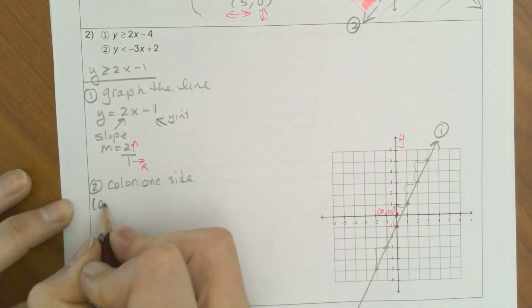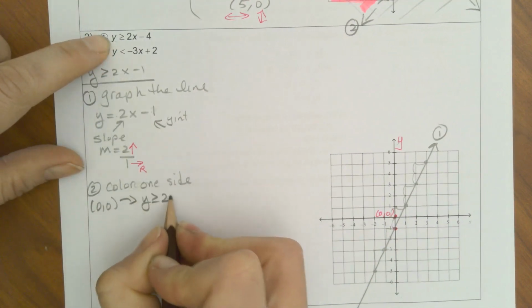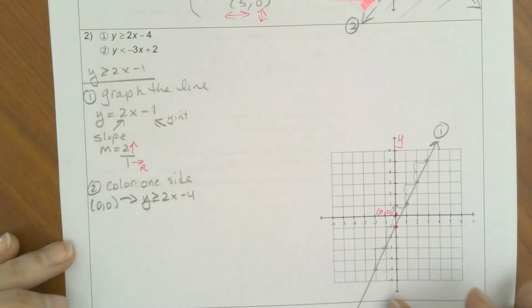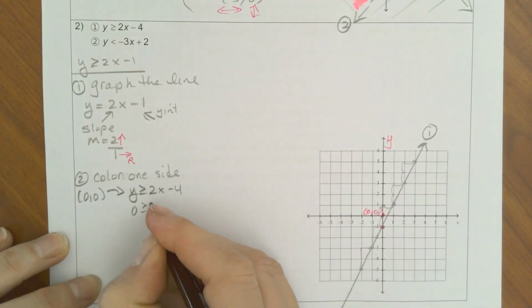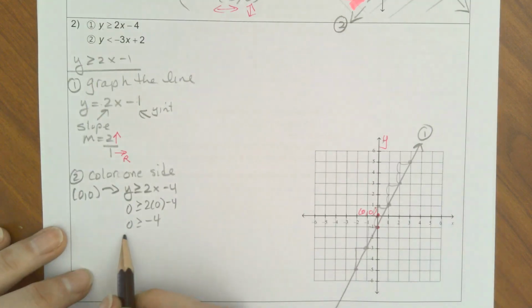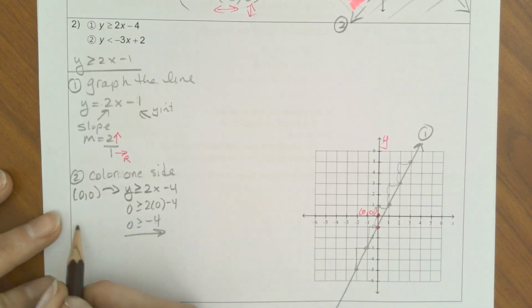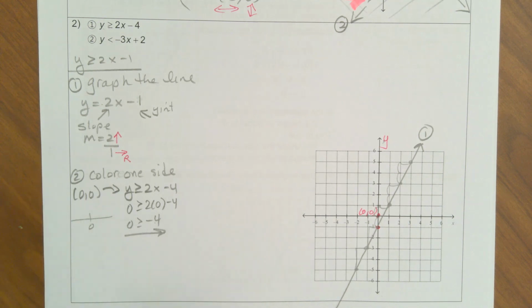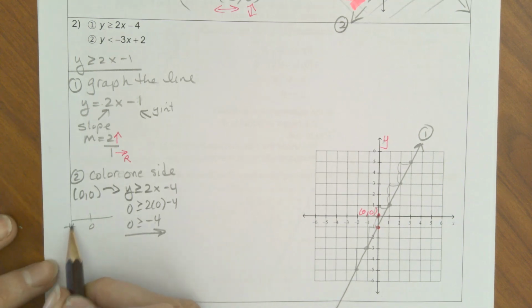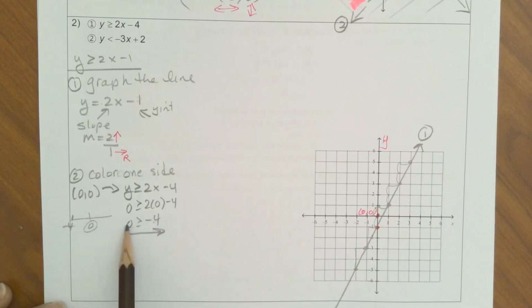So we're going to put 0, 0 into this inequality and see if it makes a true statement. Two times 0 is 0, so that's really just -4. Let's read it this way: 0 is greater than or equal to -4. Let's just make a little number line. There's 0, there's -4. 0 is bigger than -4.